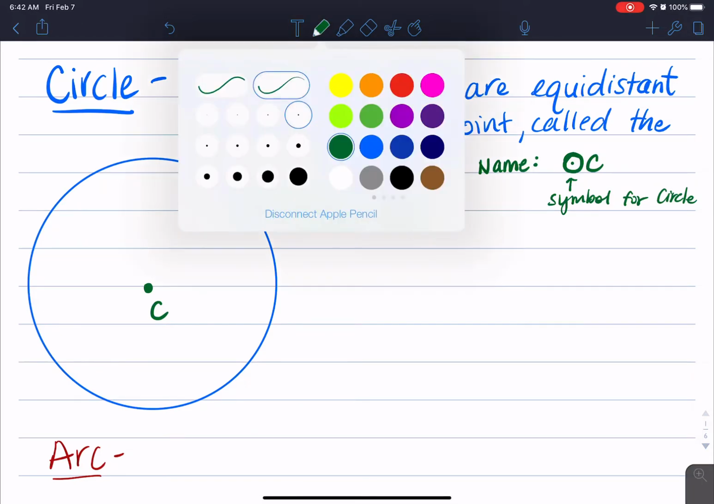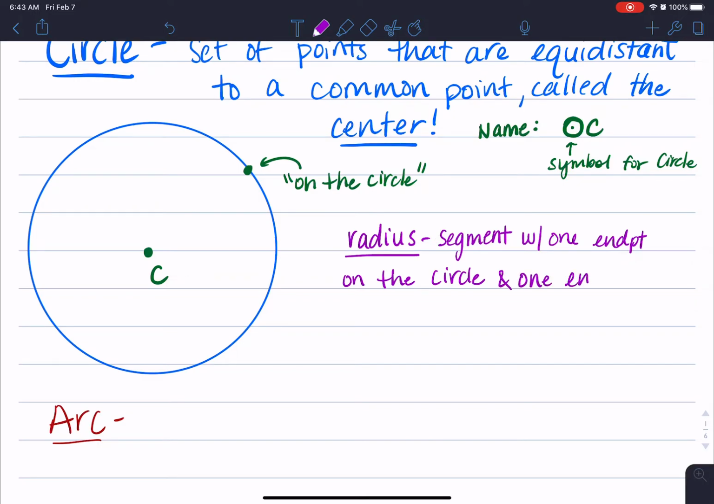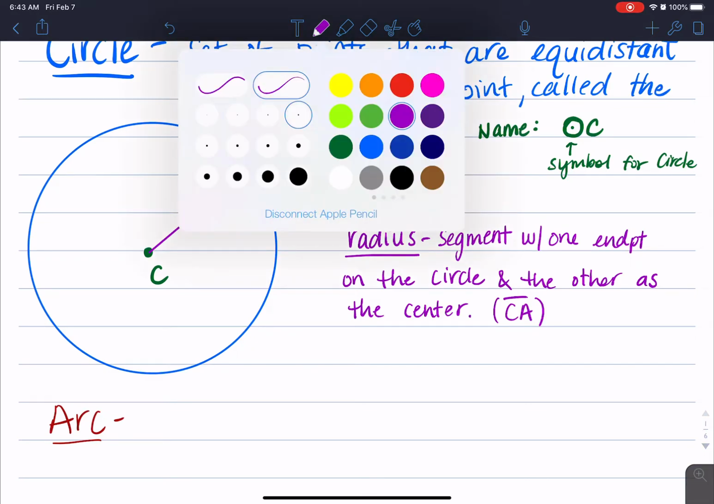So keep that in mind. All right, and then there's some other vocab terms you need to know. The first one, hopefully you already know this, is a radius. A radius is a segment with one endpoint on the circle and the other endpoint as the center. So I can draw that segment in from there. Let's call that point A. So I can say, for example, segment CA is a radius.